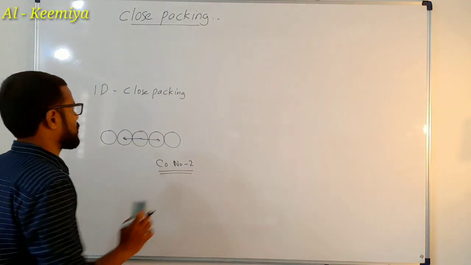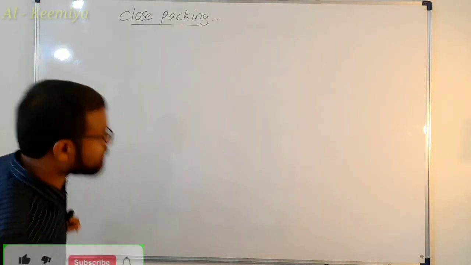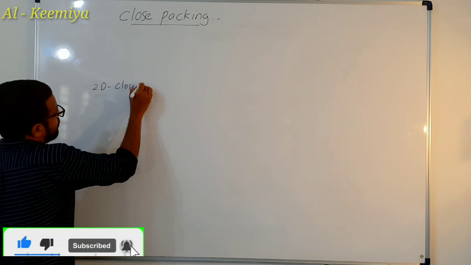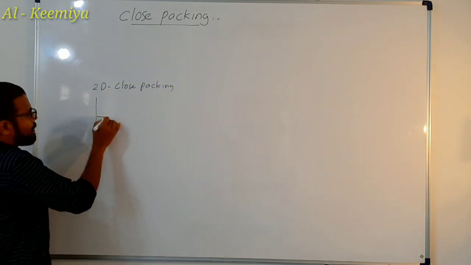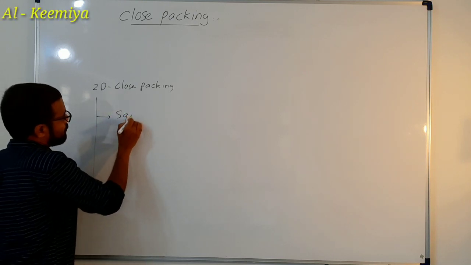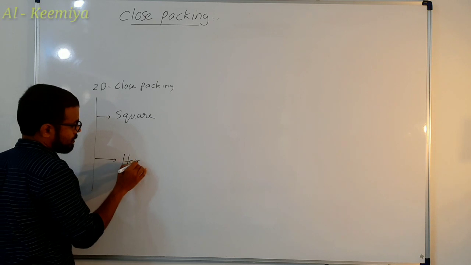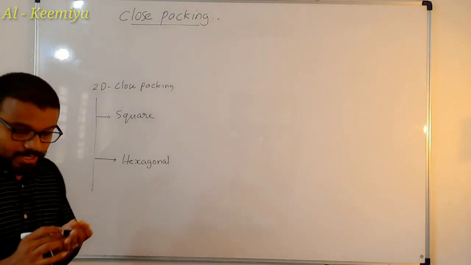What is 2 dimensional close packing? 2D close packing has 2 types: square and hexagonal. So first we are going to discuss the square.